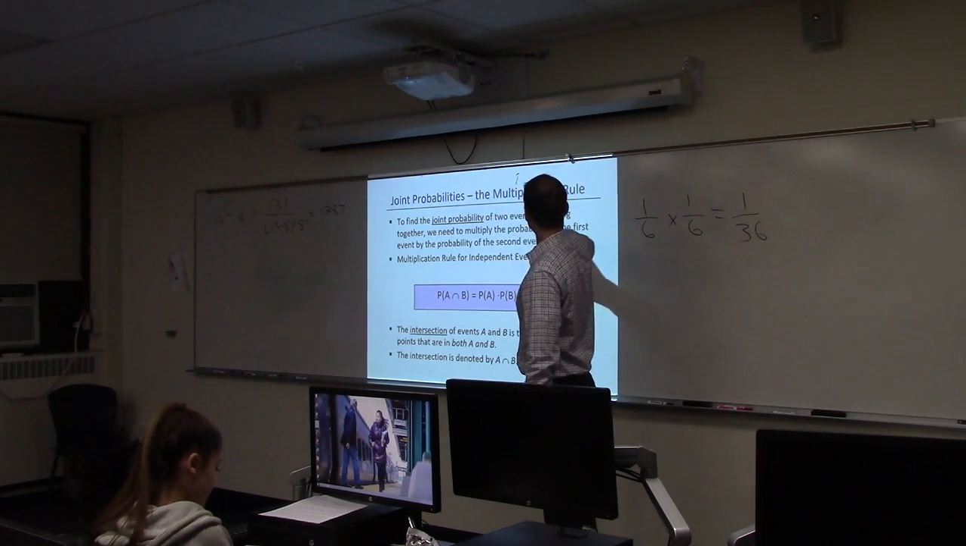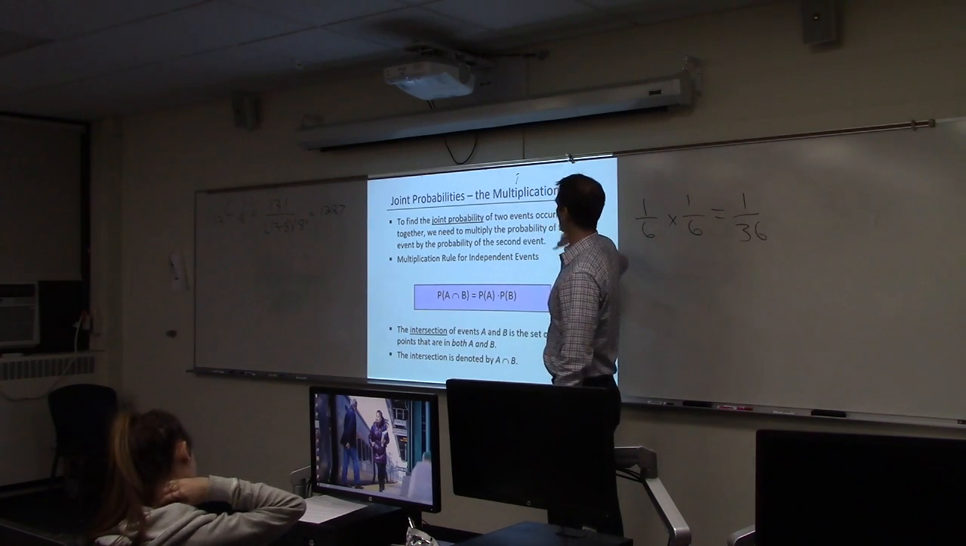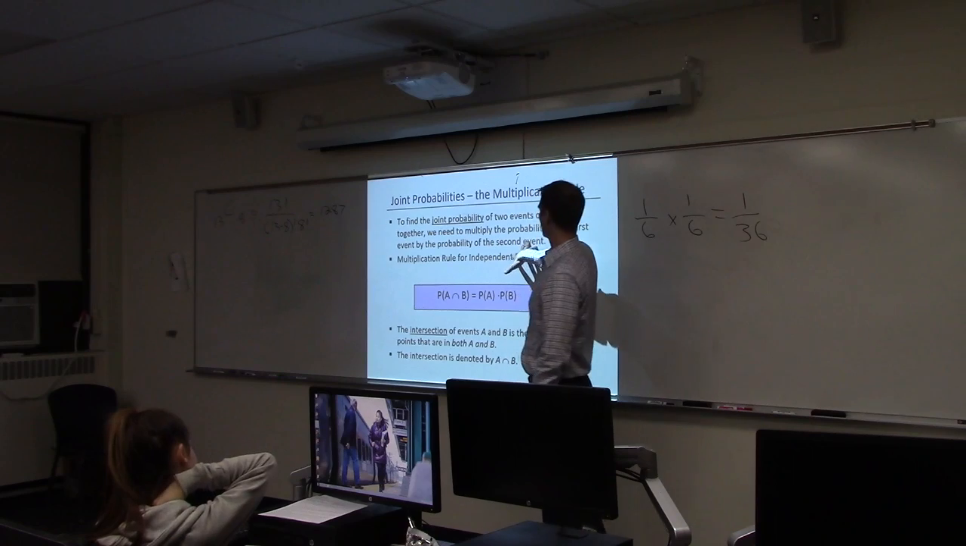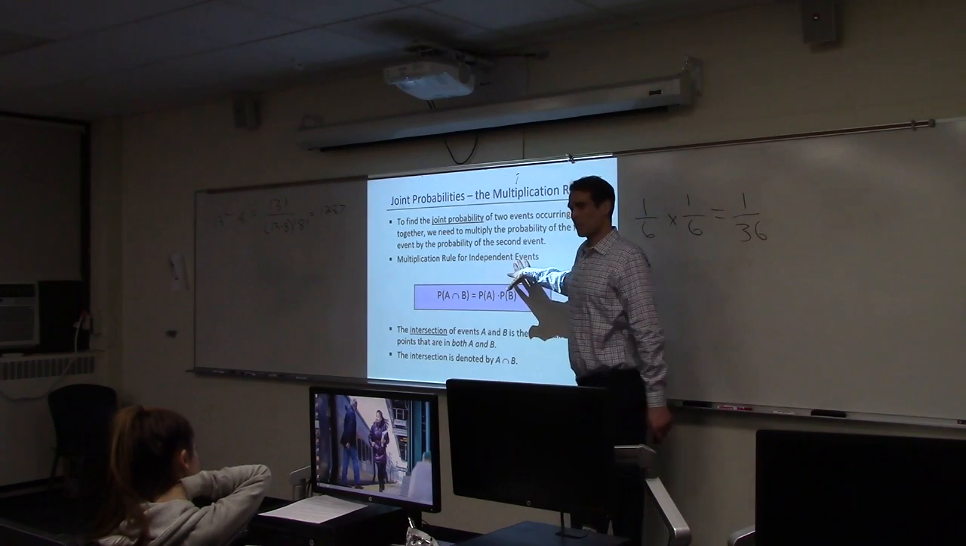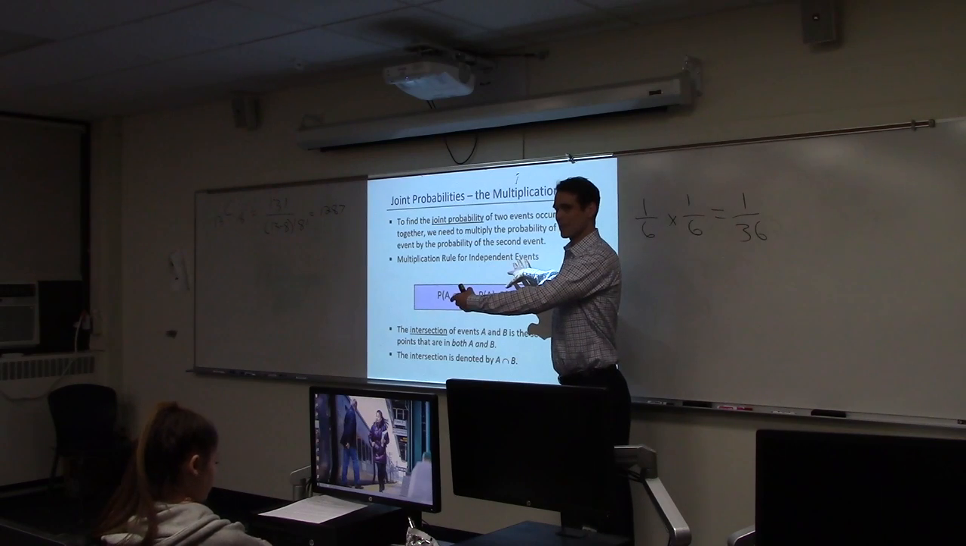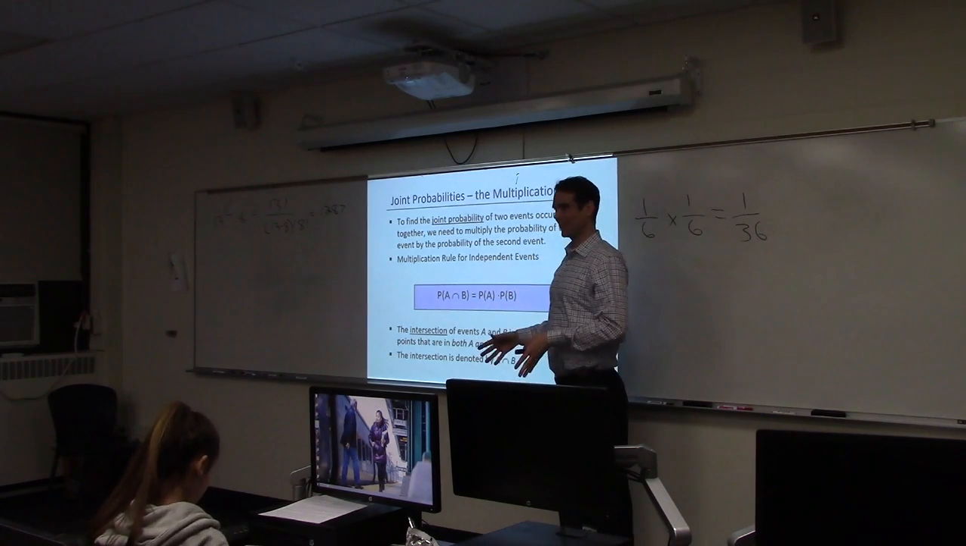Find the joint probability of two events occurring together. We need to multiply the probability of the first event by the probability of the second event. Multiplication rule for independent events. Independent means the second roll is not affected by the outcome of the first roll. They're completely independent.